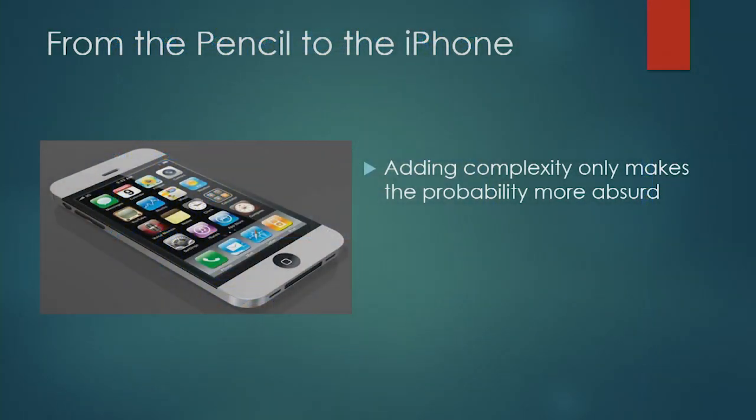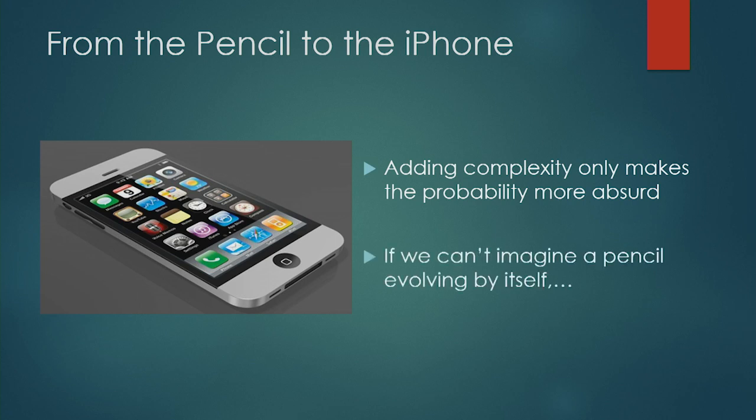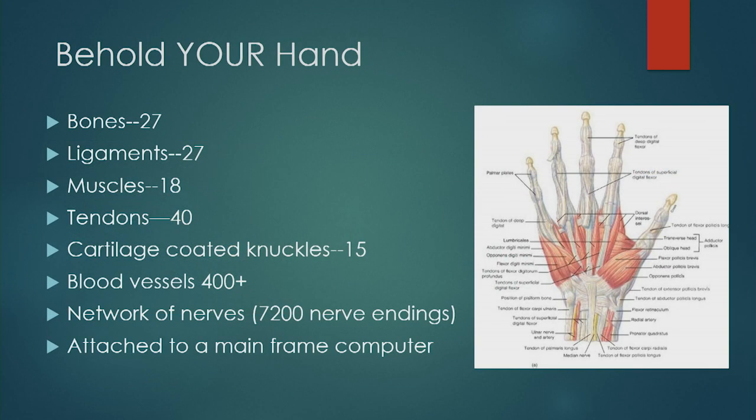And if you add complexity to the equation, it just makes the whole concept that much more absurd. Obviously, if a pencil can't evolve by itself, a smartphone could never happen. And so we kind of know this intuitively. But wait a minute, look at your hand.